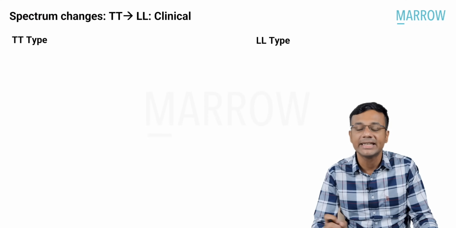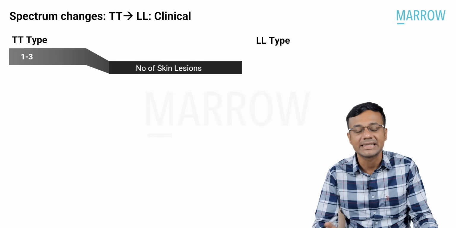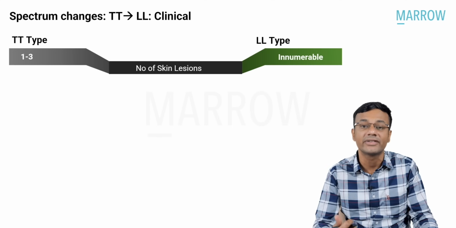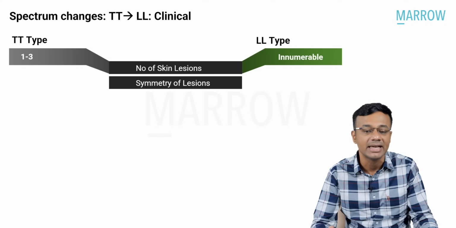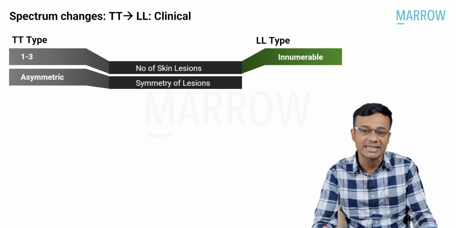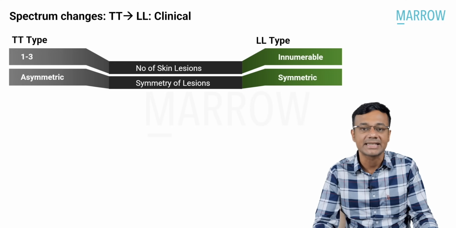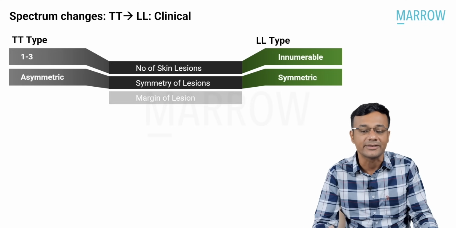Let us now look at the clinical features in terms of the skin and the nerve involvement. In TT leprosy, what happens? The number of skin lesions are going to be 1 to 3. Whereas in LL, it is innumerable. You can't even count it. That many number of lesions are going to be there. Symmetry of the lesions. Since TT has got few lesions, generally it's going to be asymmetric. More the lesions, more the symmetry. That's why LL leprosy is characterized by symmetric involvement of the skin and nerves.